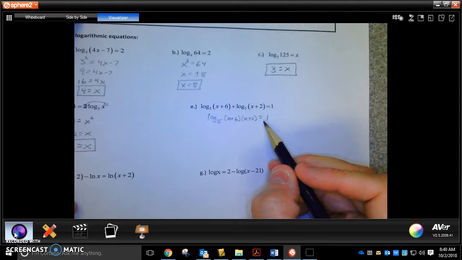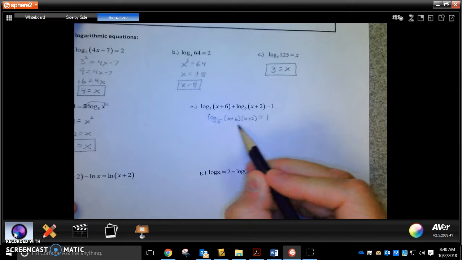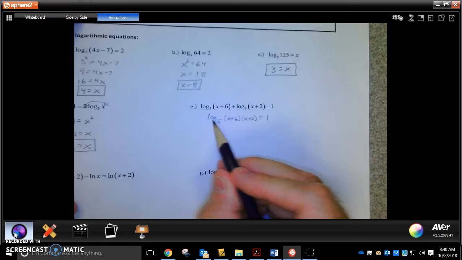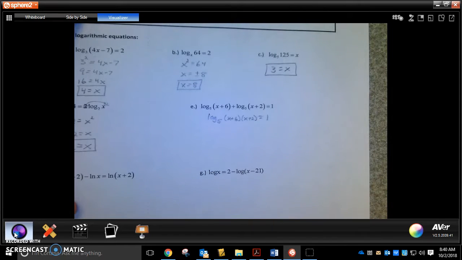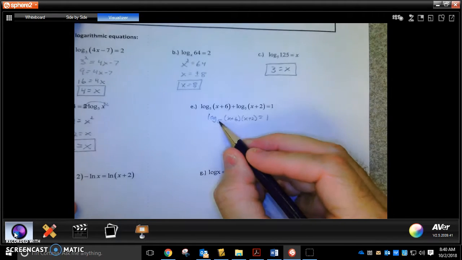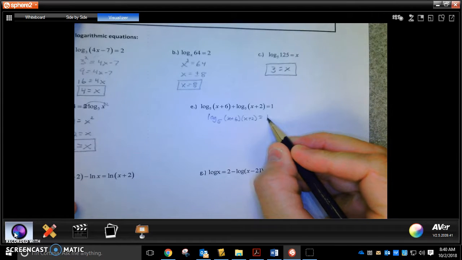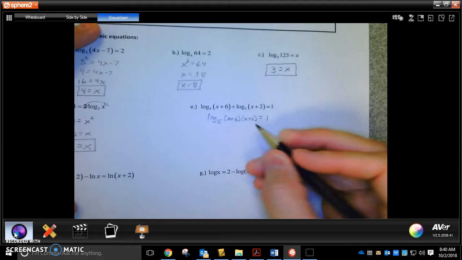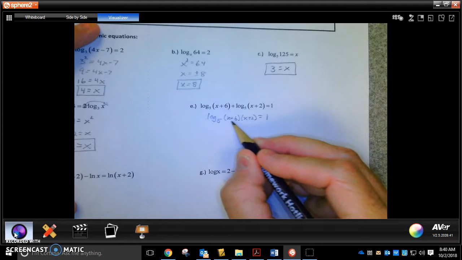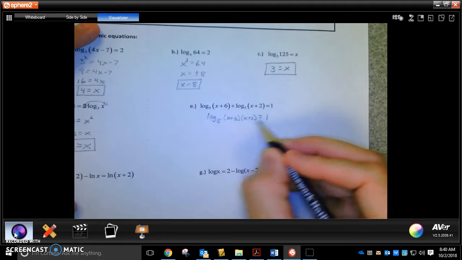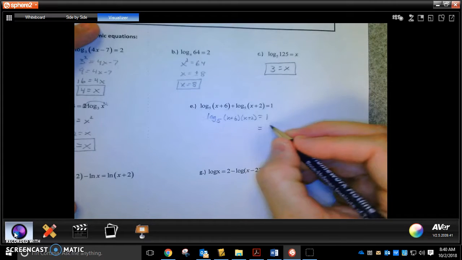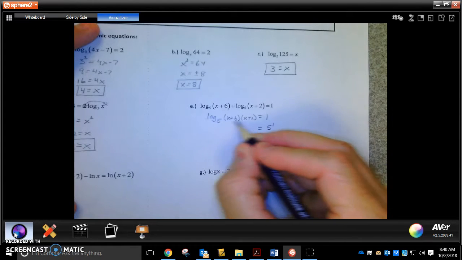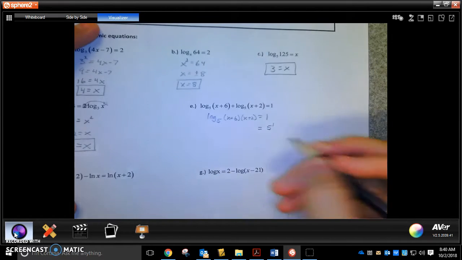I can rewrite this as an exponential, which is how you're supposed to solve this when you just have a log on one side. So it's going to be 5 to the first power equals this. Now, I'm going to do a couple things here. First off, I'm going to simplify this, and I'm going to move that 5 to the other side. So over here, I'm going to get 5 to the first power. But over here, let me go ahead and FOIL this out and see what it's going to equal.